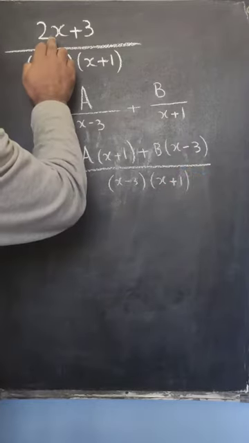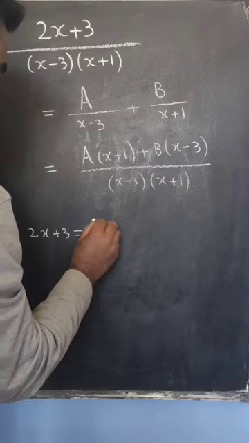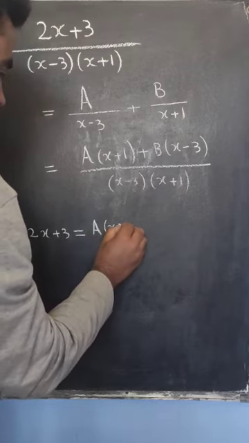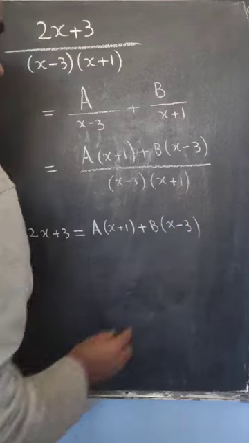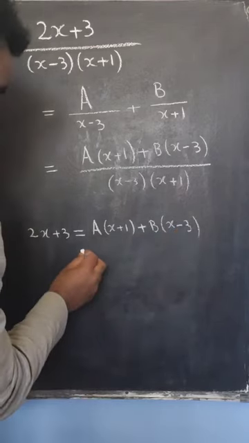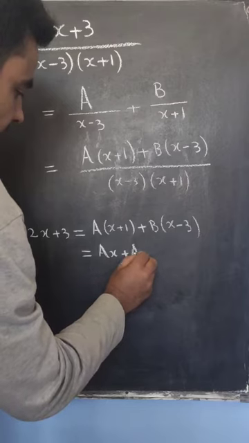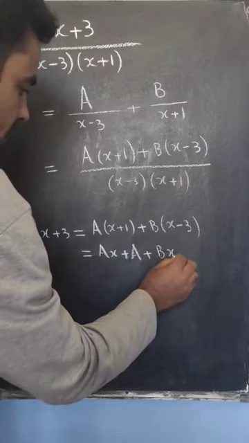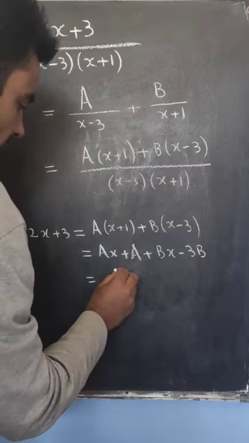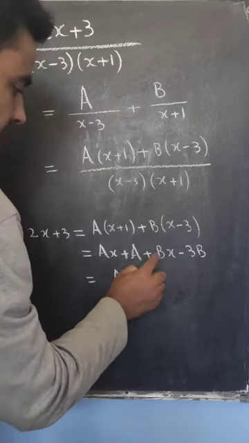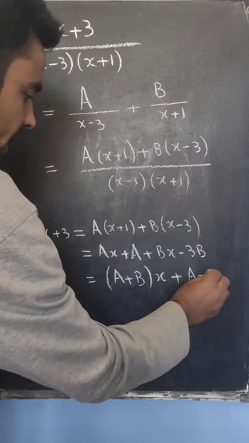or we can write it as 2x plus 3 is equal to A times (x plus 1) plus B times (x minus 3), or this is further equal to A into x plus A plus B into x minus 3 times B. That is further equal to (A plus B), take x common, then we have (A minus 3B).